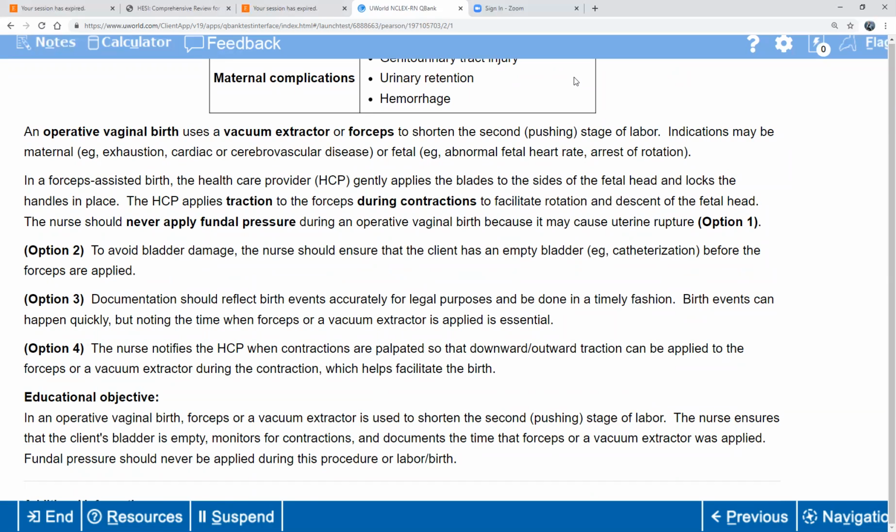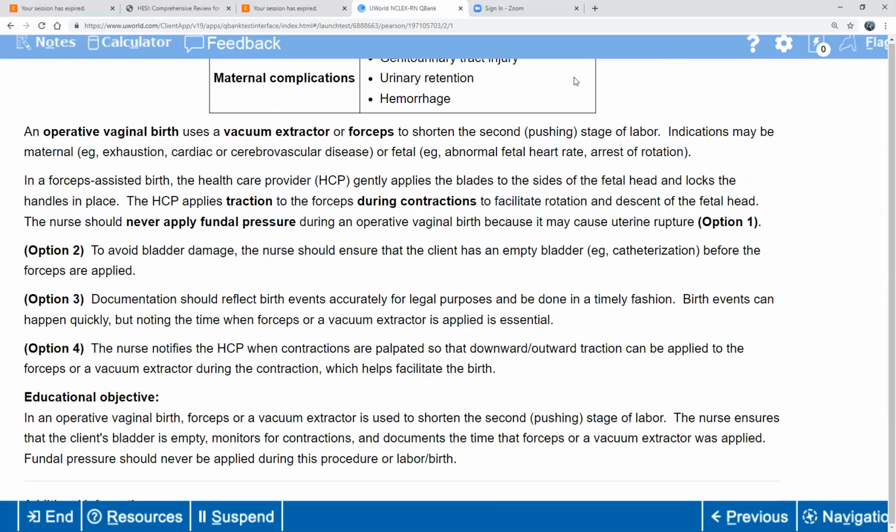Miss Sue, could you explain the rationale? Because I can't see this. Okay. Sorry. So if you push down while the traction is being applied, you could cause the uterus to rupture. Okay. So you never apply fundal pressure during an operative vaginal birth.